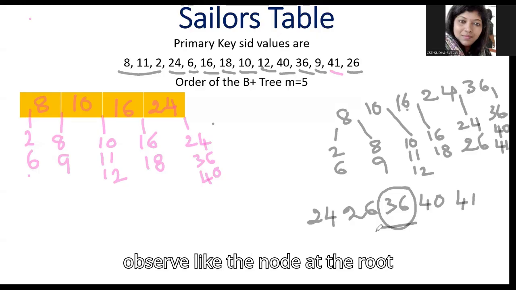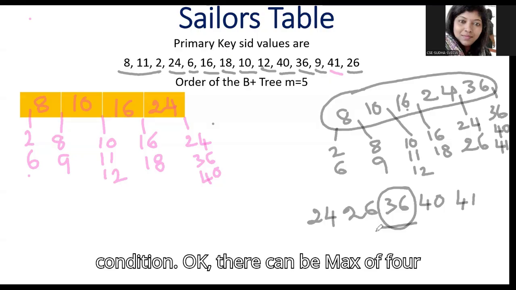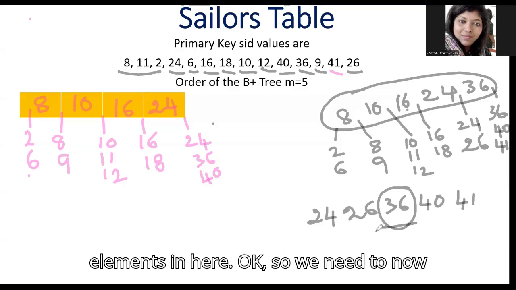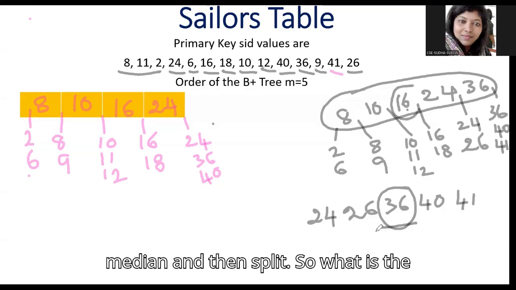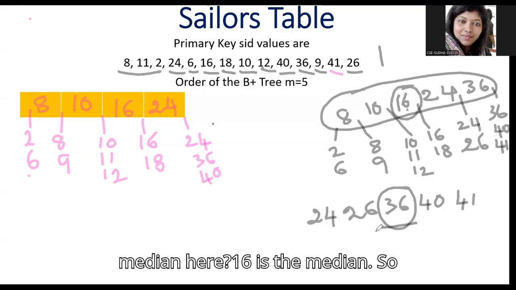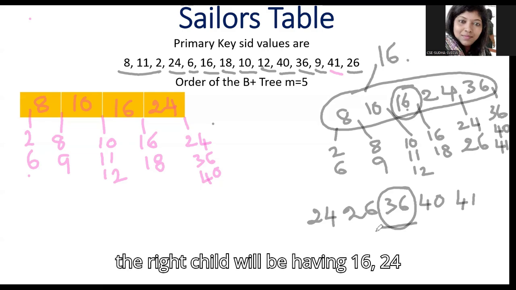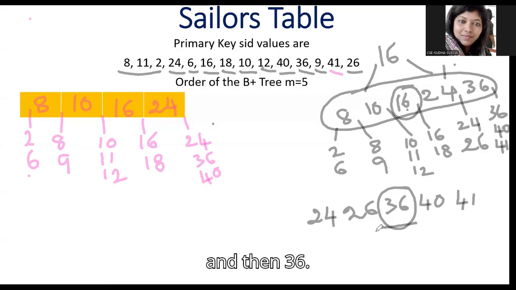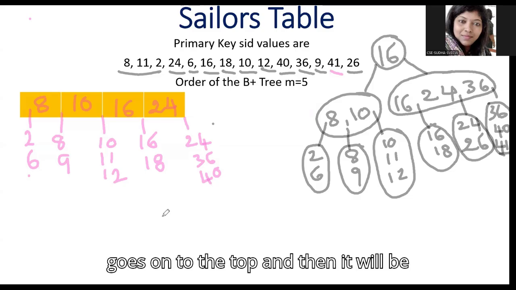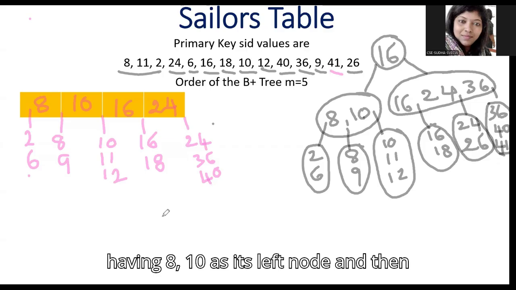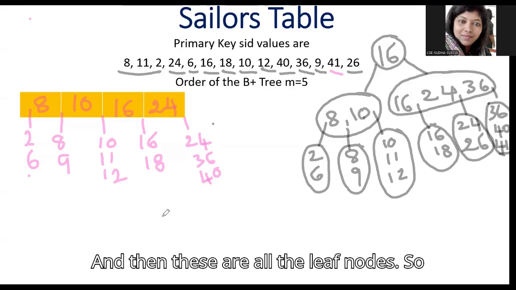But if you just observe the node at the root right now, there is an overflow condition. There can be a max of 4 elements in the node, but there are 5 elements in here. So we need to now split this particular node, take the median and then split. What is the median here? 16 is the median. So 16 will go onto the root, and its left child will be having 8 and 10, and the right child will be having 16, 24, and 36. So this is how the root node looks. 16 goes onto the top, with 8, 10 as its left node, and 16, 24, and 36 as its right node. And then these are all the leaf nodes. So this is how it's split.